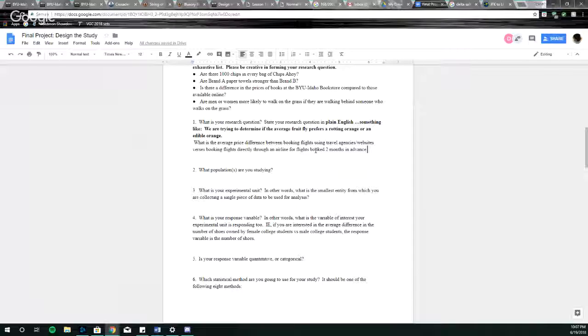And do we want to add flights booked 2 months in advance and fly between 5 a.m. and 11:59 a.m.? Or should I not get that? Yeah, right. And only non-stop flights.